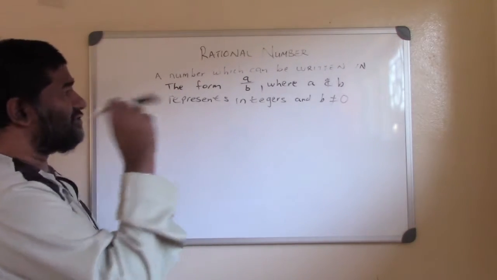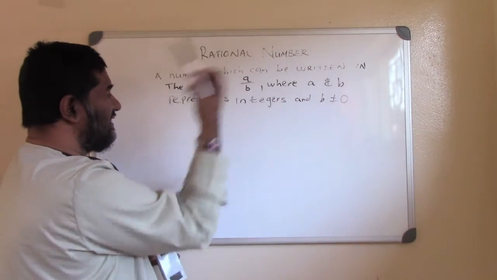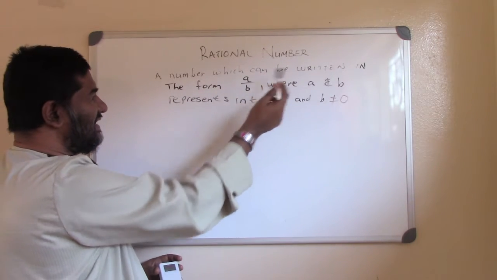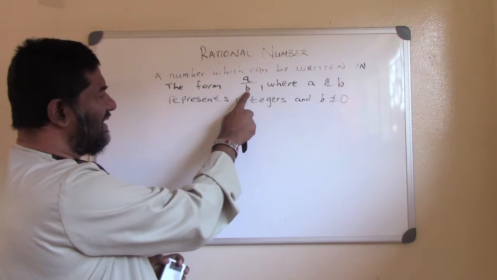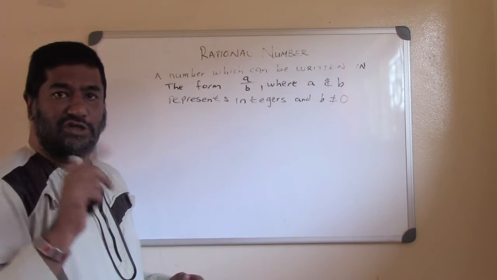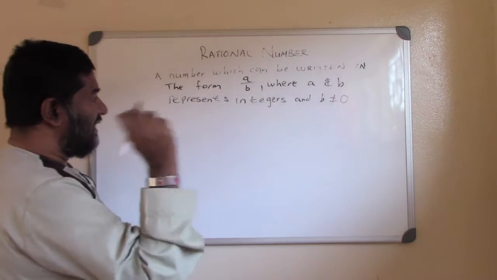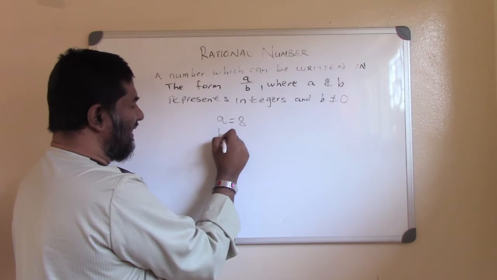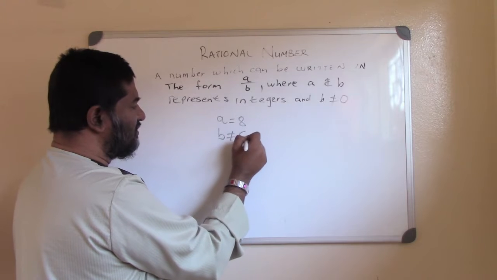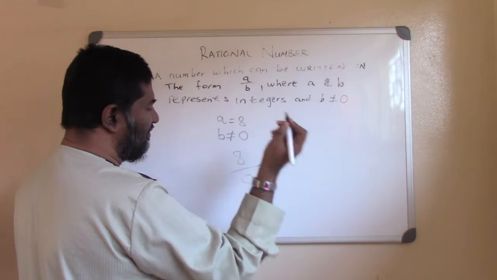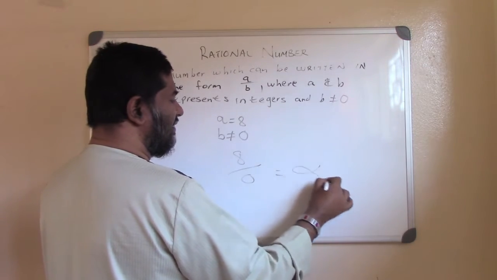Okay. First of all, today we're going to discuss rational numbers. What is a rational number? A number which can be written in the form A over B, where A and B represent integers and B is not equal to 0. Now, just assume A is equal to 8. B cannot be equal to 0 because 8 divided by 0 we would call infinity.